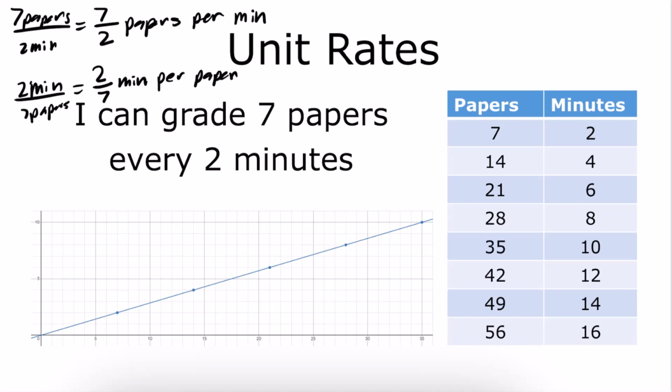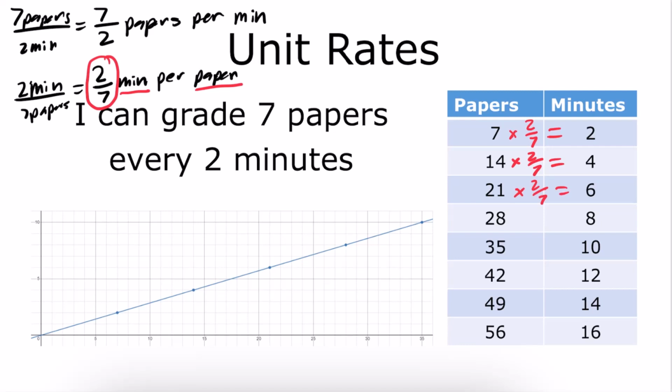And this unit rate shows up in our table because if I wanted to figure out how many minutes it takes to do 7 papers, I could just multiply 7 by 2/7, which is this ratio here. Because if it takes me 2/7 of a minute to do 1 paper, then I can take the number of papers and multiply by 2/7 to figure out how many minutes that would be. And you can see that this is consistent across the table because 14 times 2/7 would equal 4, 21 times 2/7 would equal 6, and so on.